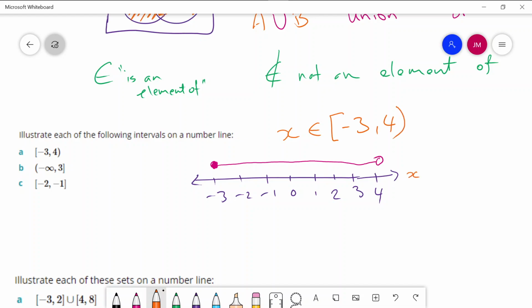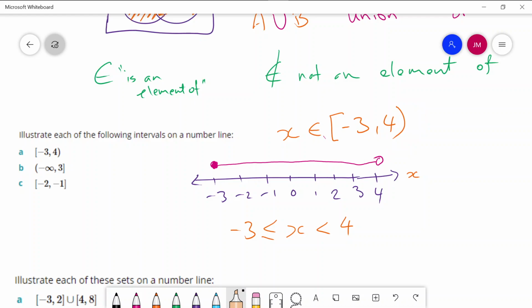If this is my values for x, I could also say that x is greater than or equal to -3, and it's less than 4. So notice if I've got an equals to sign underneath my greater than or less than, I have a square bracket and I have a coloured in circle. Whereas if I've got no equals to, it's just a less than sign here, then I have a curved bracket and I have an open circle. Okay.